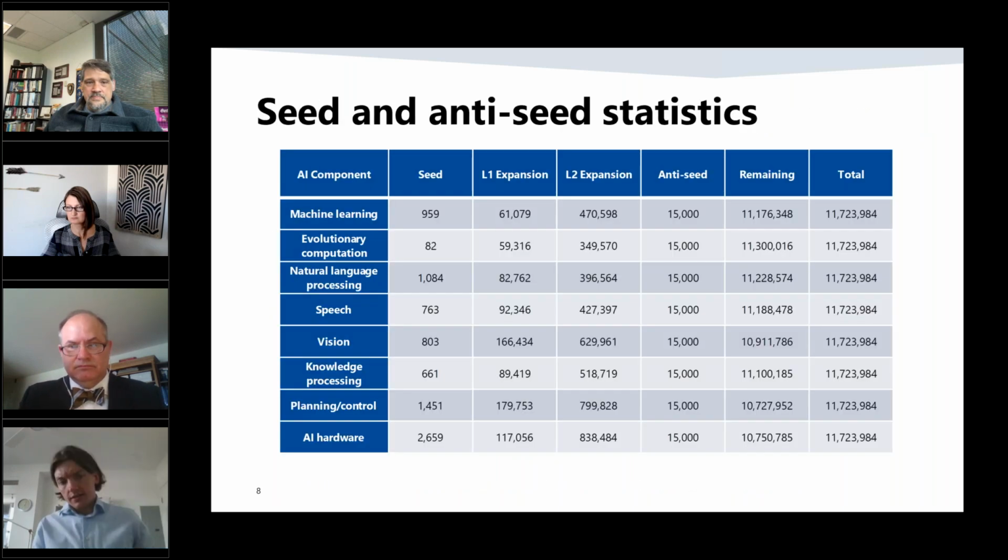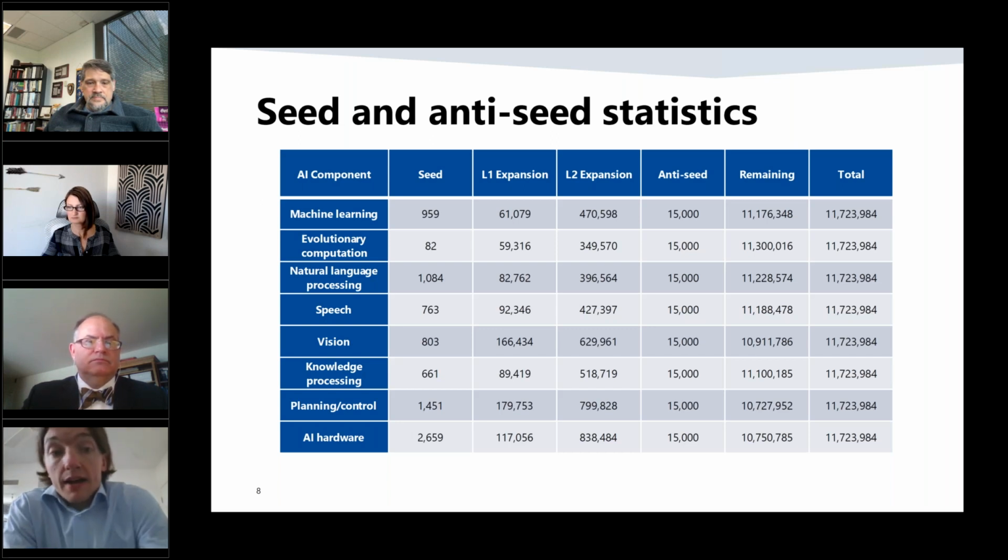So these are the summary statistics, so you can get a sense of, when we executed this approach, what the size of the training sets are, for example. For the seed, these are the set of true positives. It's on average about 1,000, but it can be quite small. We had a hard time finding evolutionary computation. For AI hardware, we identified a lot more documents than 1,000, 2,659. But still, we're hitting about 1,000 documents.